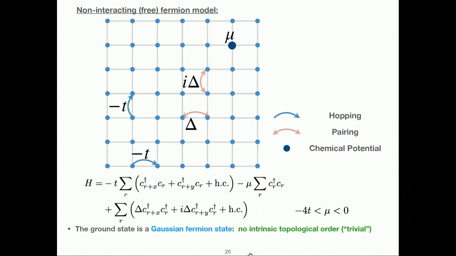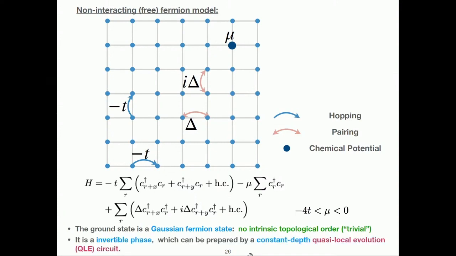And here I put a quotation mark because actually it's also not easy to find a strictly local constant depth circuit to prepare this state. In fact, this state is a so-called invertible phase. Invertible means you can always find a counterpart with opposite chirality, basically the p minus ip superconductor, that effectively has an edge current in the opposite direction. If you take two copies of them, merge them, you can find an adiabatic path to connect to a trivial product state. The existence of such adiabatic paths means one can actually prepare this phase with a constant depth quasi-local evolution circuit. So it's kind of trivial in this sense. And we can see how to convert this adiabatic path to the constant depth quasi-local evolution in the next few slides.